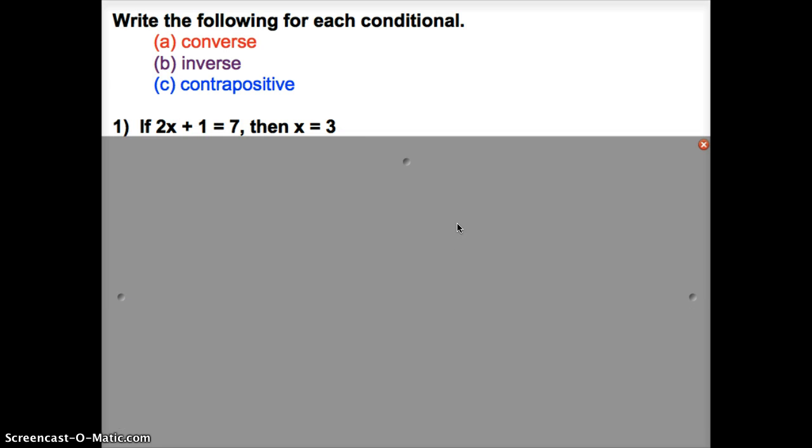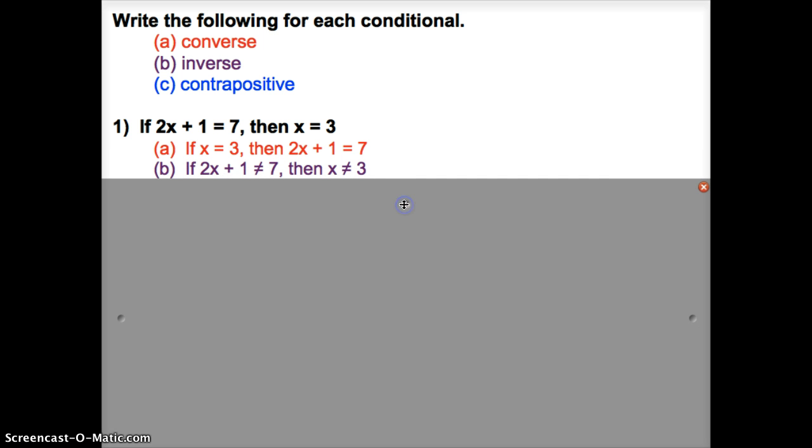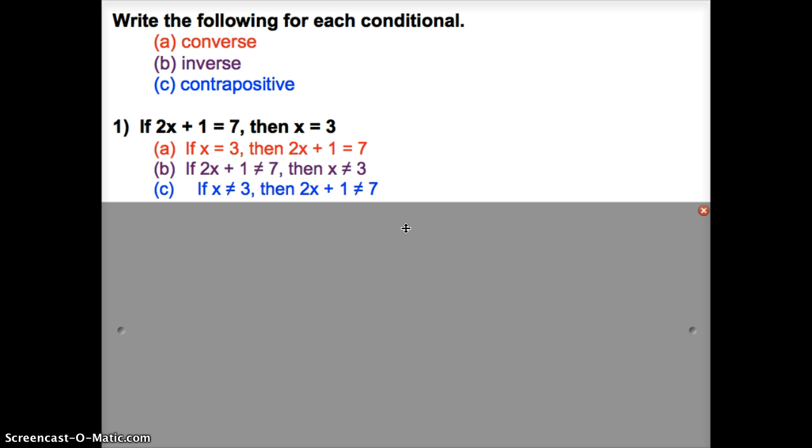The next examples are numbers 1, 2, and 3 on your worksheet. We'll go through them separately. So number 1 is listed here. Take a minute, hit pause, and answer the converse, inverse, and contrapositive of question number 1. Hopefully you put, if x equals 3, then 2x plus 1 equals 7. The inverse, if 2x plus 1 does not equal 7, then x cannot equal 3. And the contrapositive, if x does not equal 3, then 2x plus 1 does not equal 7.